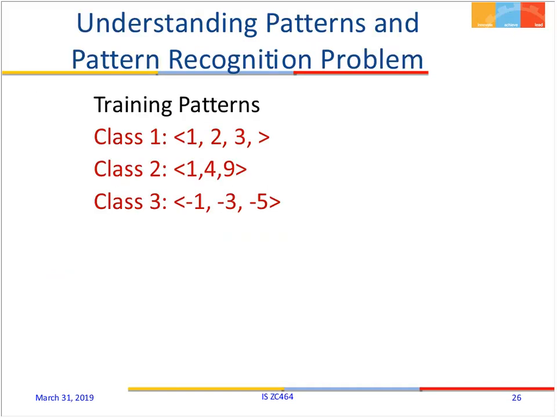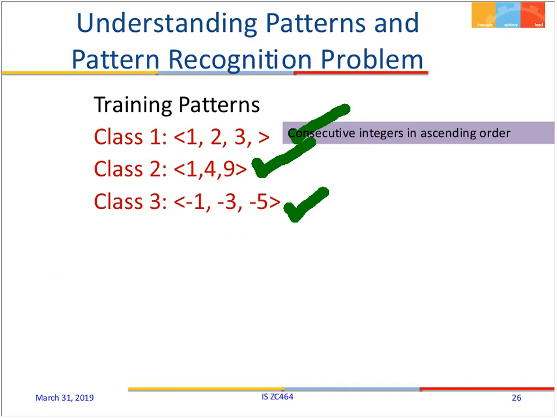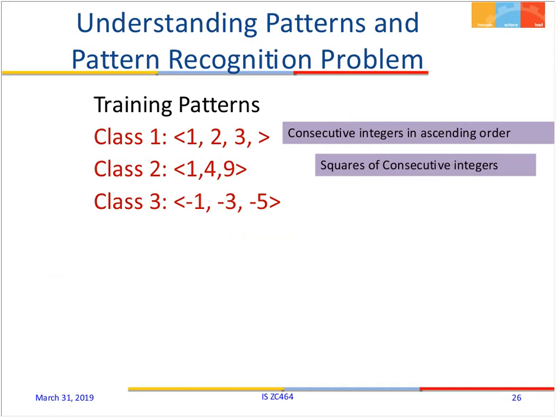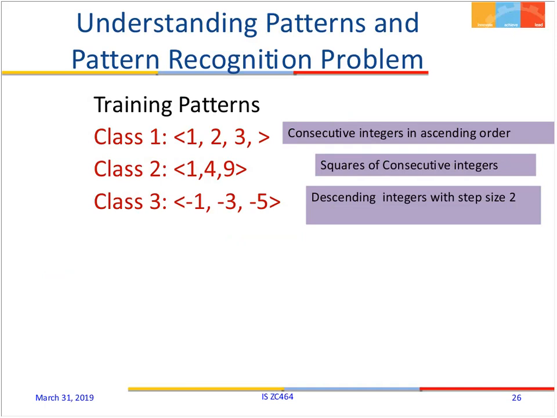You have understood the pattern, so 1, 2, 3, 1, 4, 9. If I'm having class 2 as 1, 4, 9 and class 3 as 1, -1, -3, -5 with these values, and if I give you a test feature vector, what will you understand out of this? These are the consecutive integers. This is one pattern. Squares of consecutive integers, this is another pattern. And descending integers with a step size 2, this is another pattern.